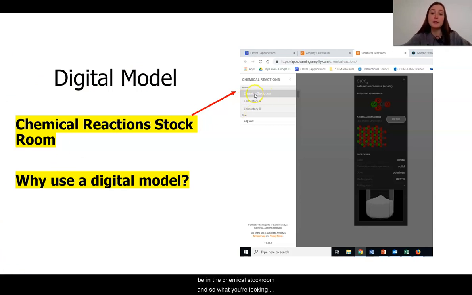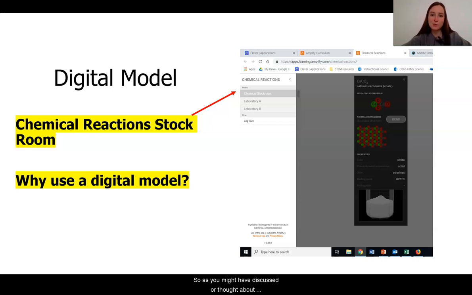And we want to be in the chemical stock room. And so what you're looking for there is just to make observations about the different types of chemicals that you can find there and what you are noticing about them. So I want you to pause the video no matter what and take a moment to think about or discuss with someone, why are we using this digital model? Why is it allowing us to see these substances in a different way?